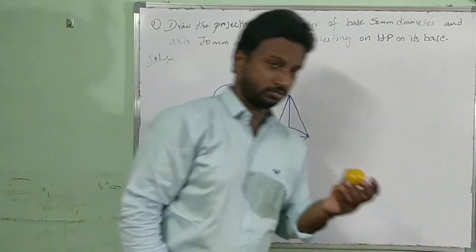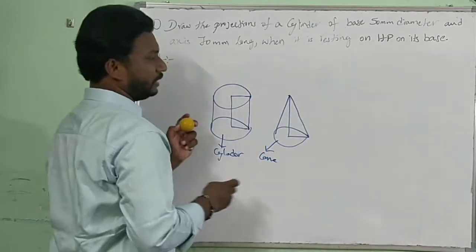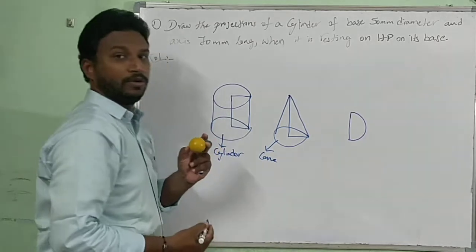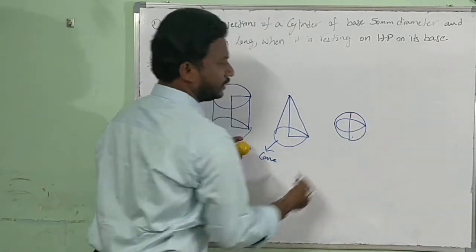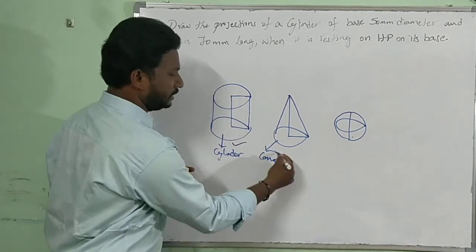And one more, sphere. Sphere is also one kind of solid of revolution, right? If you take a semicircle of a two-dimensional plane and rotate it for 360 degrees, then this forms a sphere. But as part of the syllabus, we are supposed to discuss cylinder and cone.